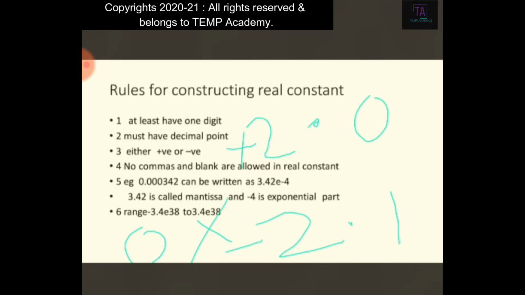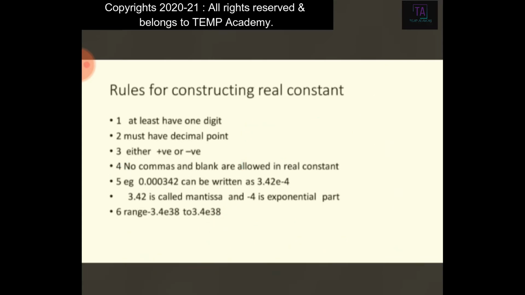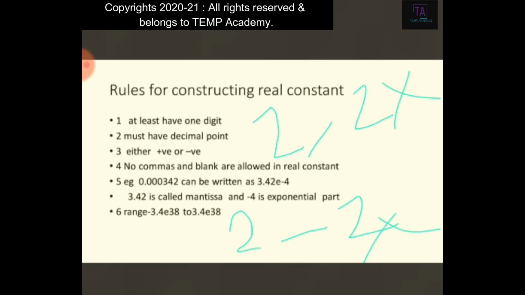Next is the fourth point. No commas and blanks are allowed in a real constant. Same point, we cannot take a comma like 2,2. We cannot take a blank also, 2 blank 2. Both are wrong for a real constant.